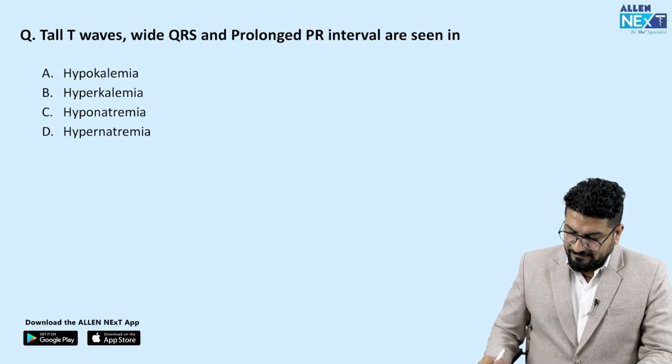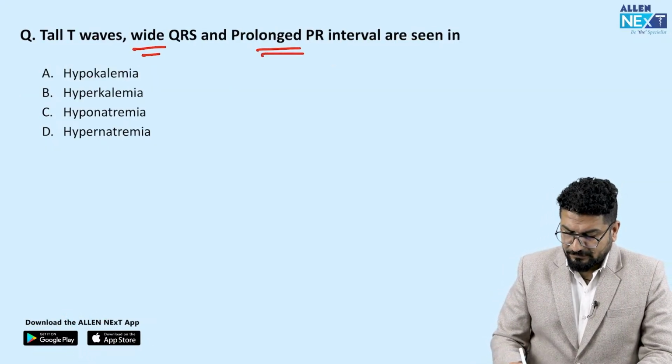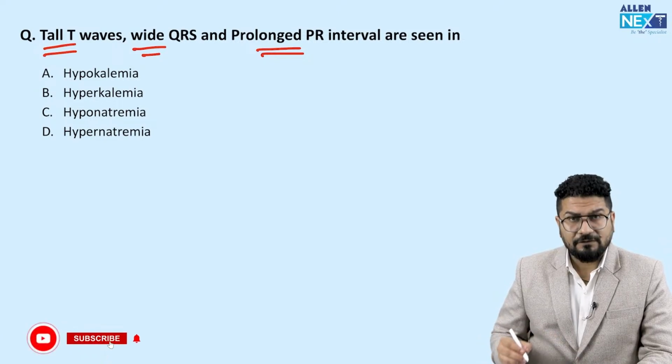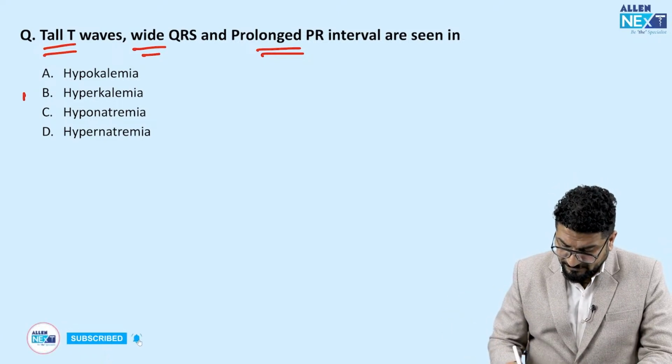Tall T waves with wide QRS and prolonged PR. Where we see a tall T wave, we call this a hyperacute T wave, this tall tented T wave that we see in a patient with hyperkalemia.